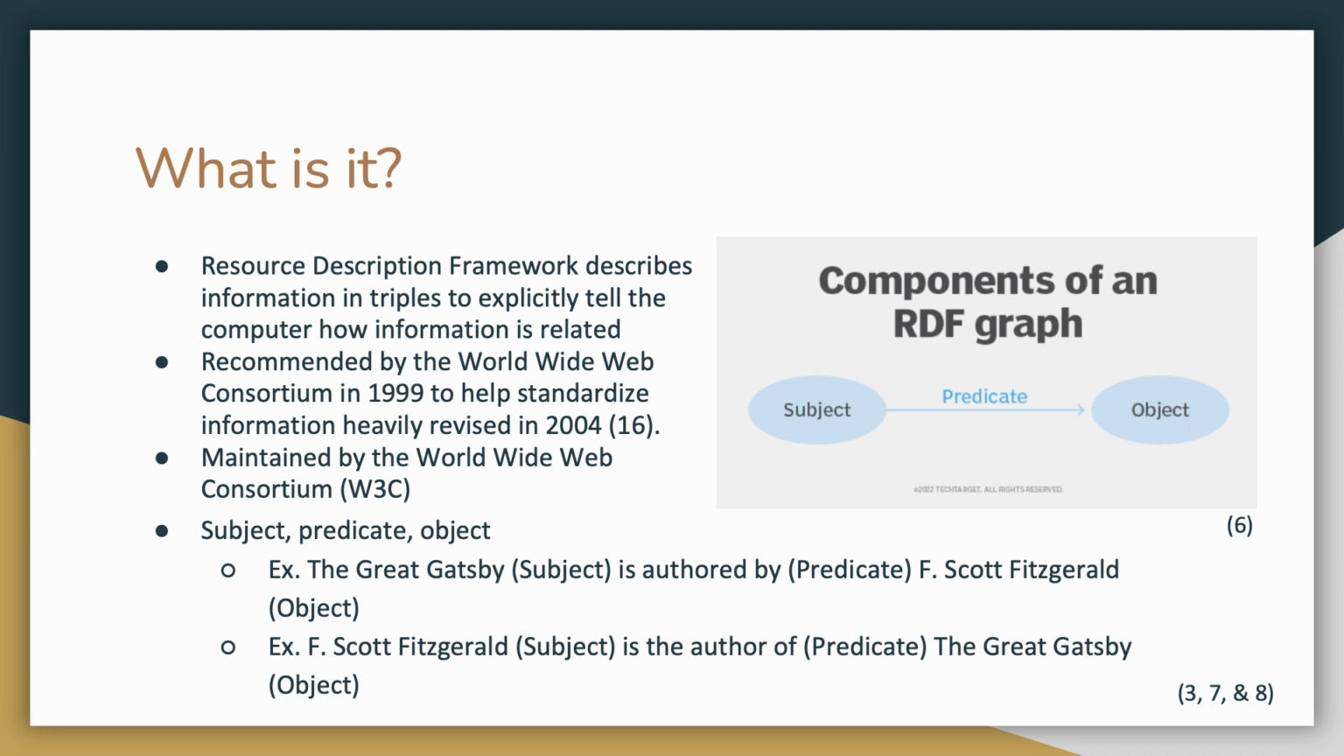It was recommended by the World Wide Web Consortium, W3C, in 1999 to standardize how information is stored and how it is displayed. It was heavily revised in 2004, and it continues to be revised to this day. It is maintained by W3C, and as I already mentioned, the components of the graph are the subject, predicate, and object. And with these examples below, you can see that the subject and the object are often interchangeable, and that may mean that you have to change the wording or the term that you use in the predicate.